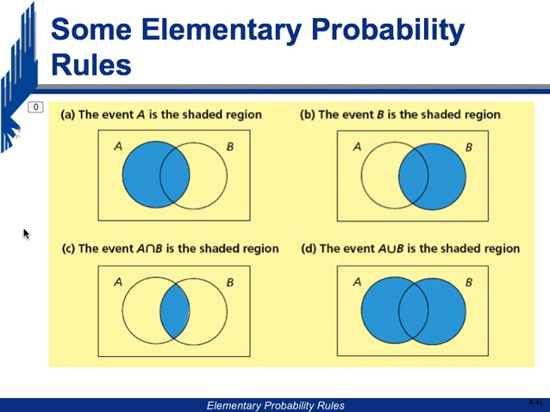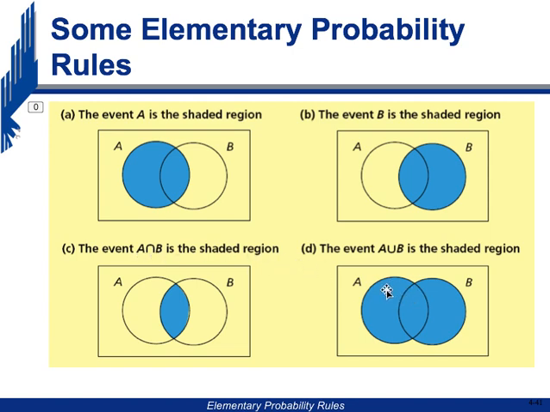So in this slide, we can see visual representations of these concepts. Here in A, we can see the box representing the sample space and two circles representing two events. So the shaded part here represents the outcomes part of A. The shaded part here represents the outcomes part of B. The shaded part here represents the outcomes that are part of both A and B. And again, this is known as the intersection of events A and B.